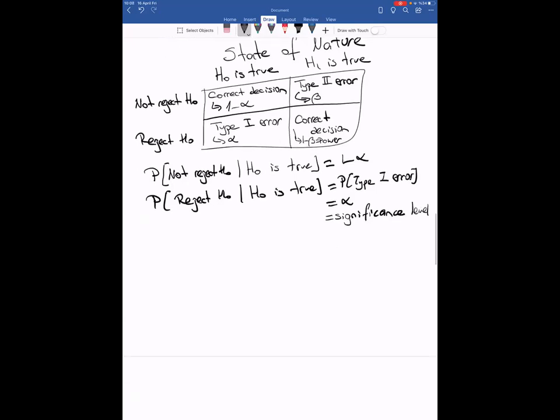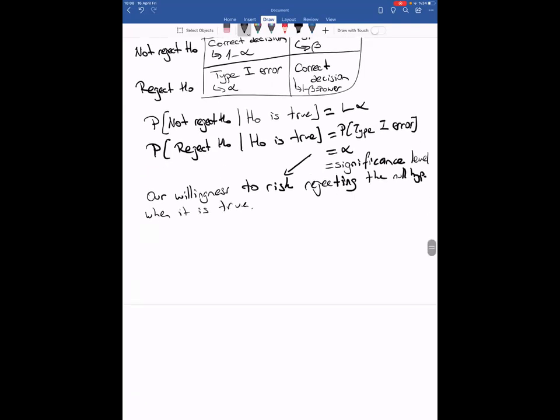So basically this part gives us our willingness to risk rejecting the null hypothesis when it is actually true. Okay, another case is the case when H1 is true.